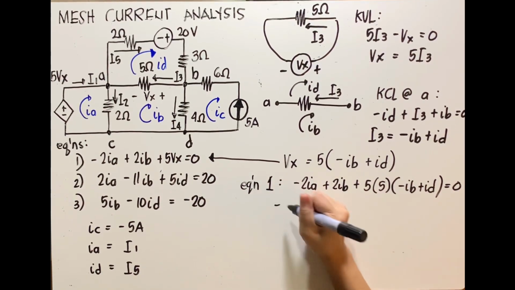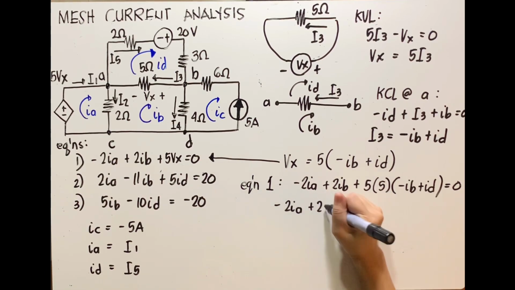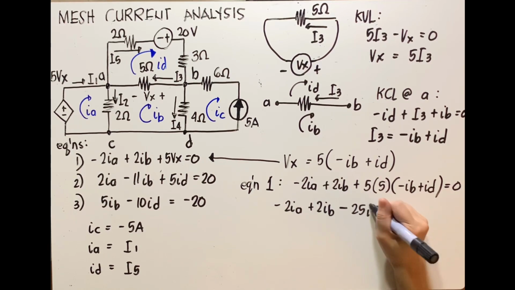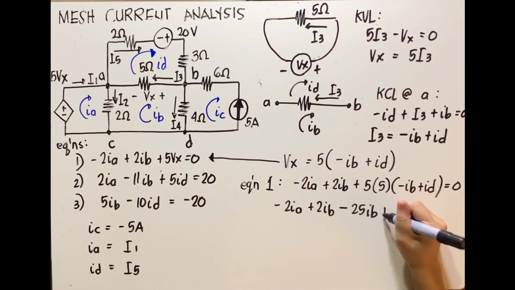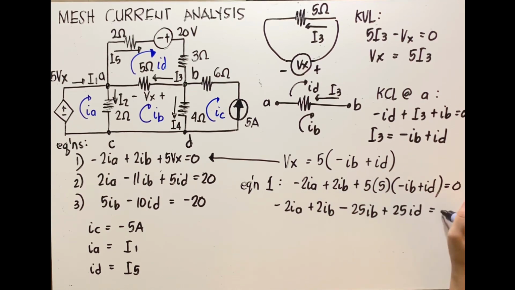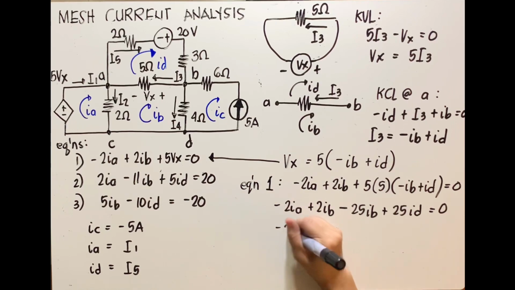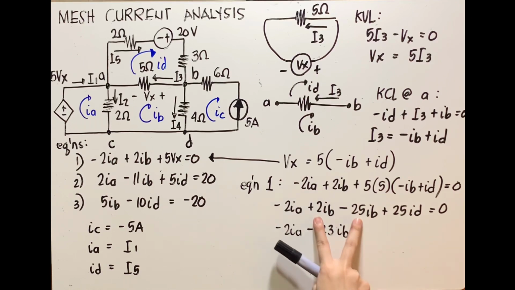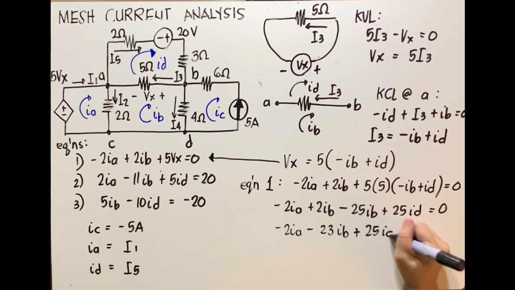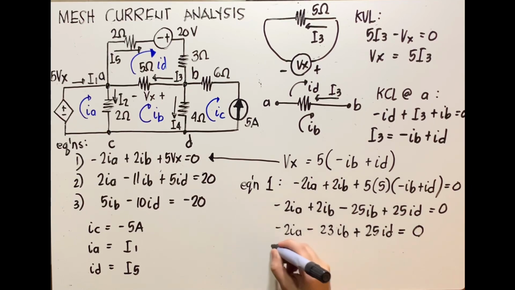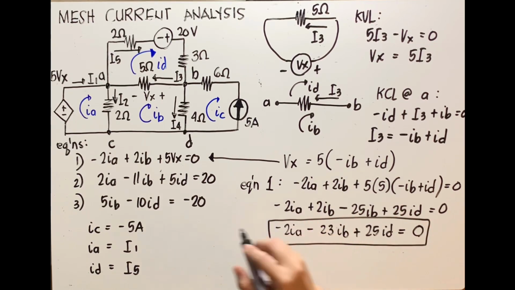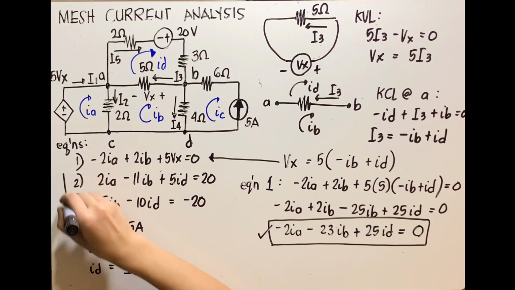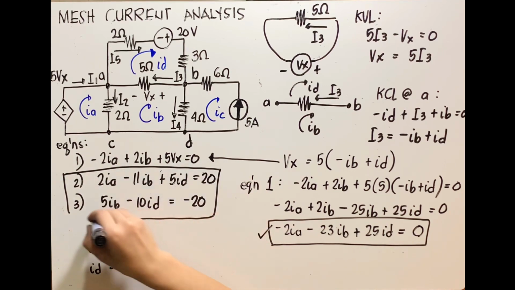So if we simplify, this is negative 2IA plus 2IB minus, kasi negative yon, 25 IB, you distribute, plus 25 ID, equate that to 0. And then we simplify, so we get negative 2IA, we have negative 23IB, correct? Plus 25 ID, equate that to 0. And this will replace your equation 1. So, ito na yung equation 1 natin. Tapos, these are still your equations 2 and equation 3.